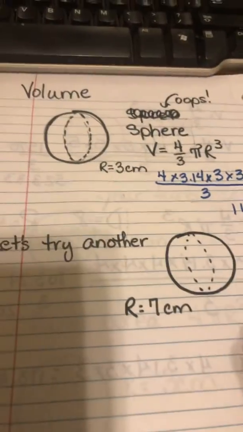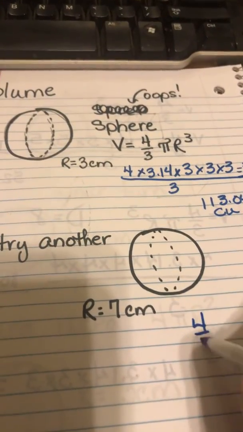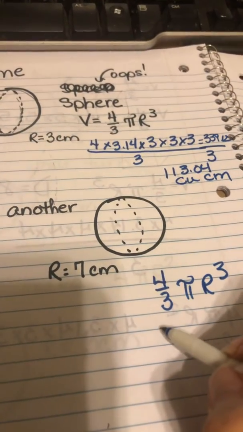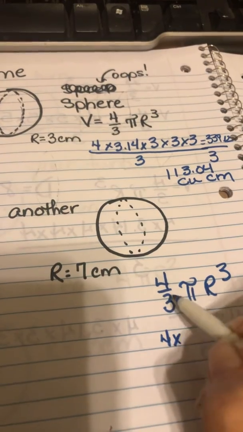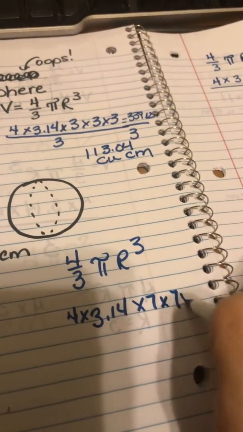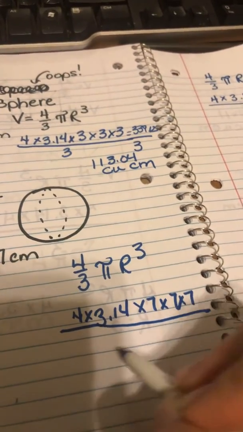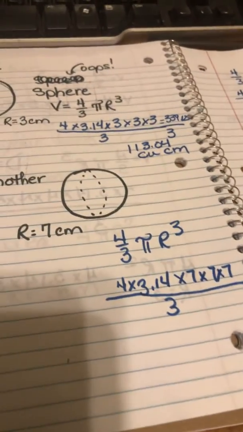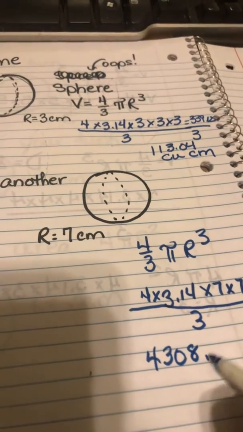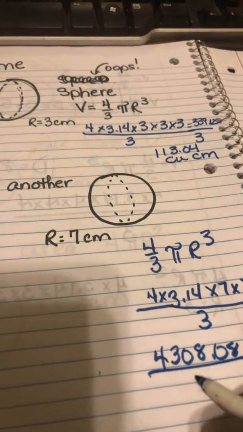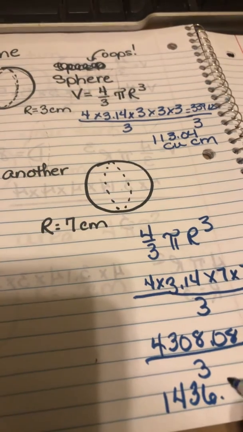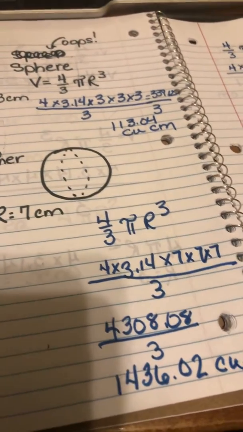Okay, here's another one we're going to do. So the first thing I'm going to do is I'm going to write my formula, 4/3 pi r cubed. My radius is 7. So in this case, I'm going to say 4 times 3.14 times 7, and I'm going to write that 3 times. And then I'm going to write it all over 3, which means I'm going to divide by 3. When I multiply the top, I get 4,308.08 divided by 3, which gives me 1,436.02 cubic centimeters.